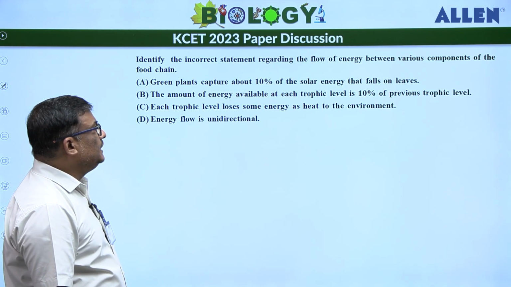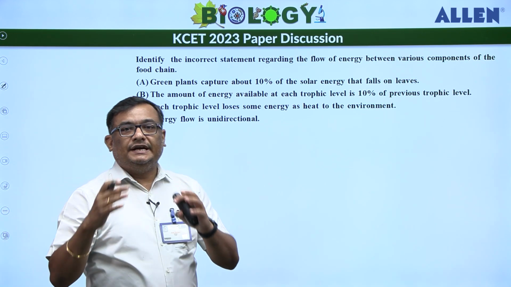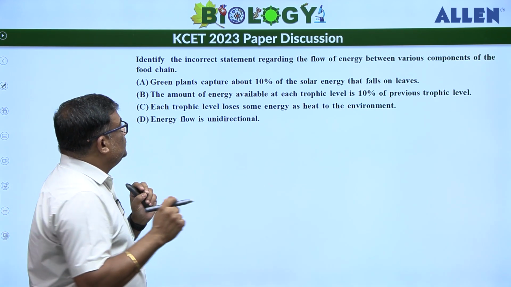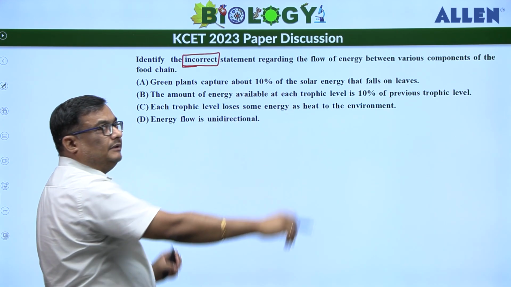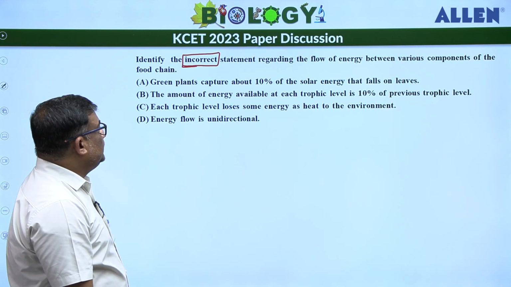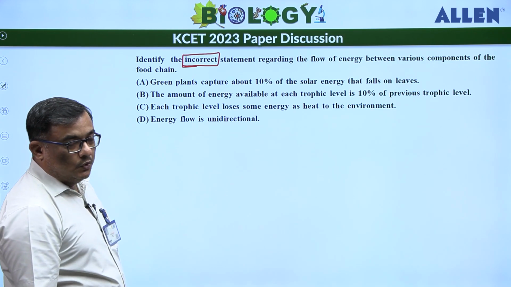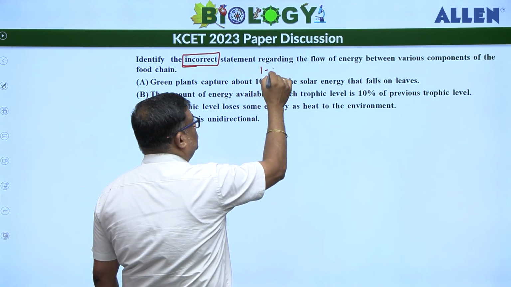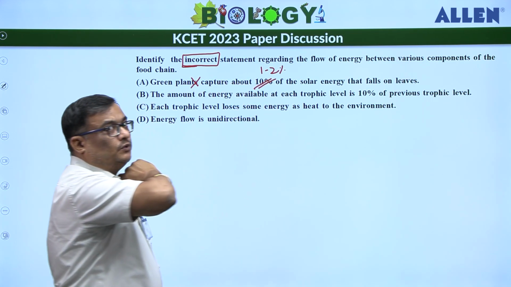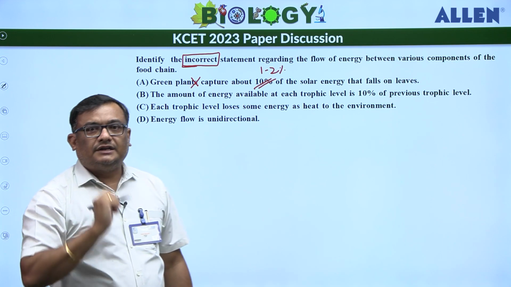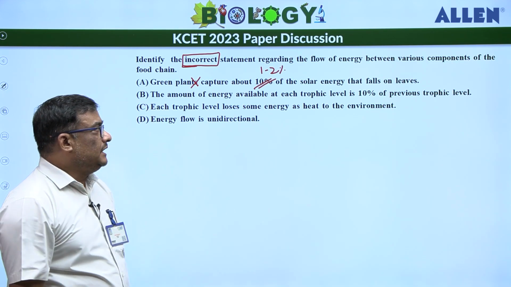Next one, identify the incorrect statement regarding the flow of energy between various components of the food chain. So this is asking for the incorrect statement. The green plant captures about 10% of the total solar energy that falls on the leaf. No, it is 1 to 2%. So this is incorrect. But before giving the answer, let us read the rest of the three. It may be possible that the other three might be wrong also.